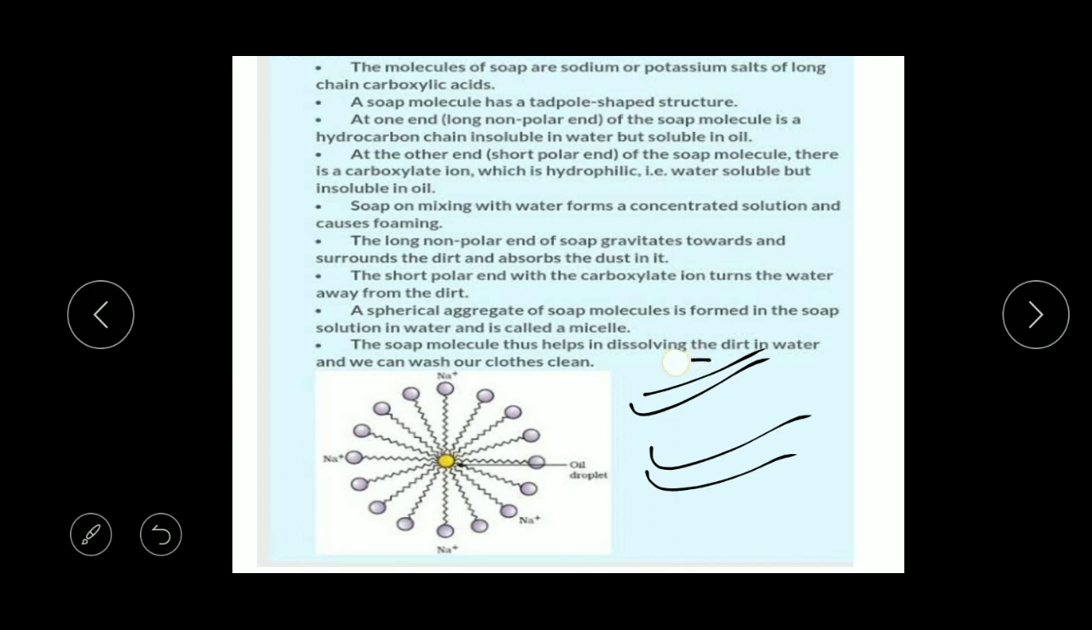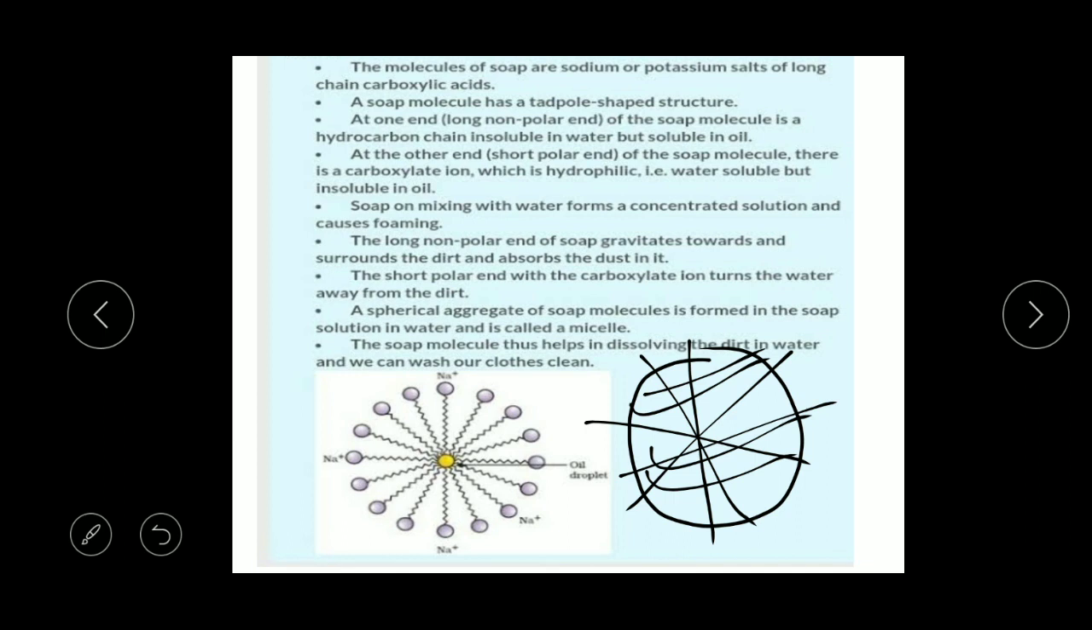Okay, when these act on the shirt or the grease oil, there is a formation of what? Micelles, that is spherical aggregated soap molecules. These soap molecules will remove the grease oil easily after brushing on the clothes.